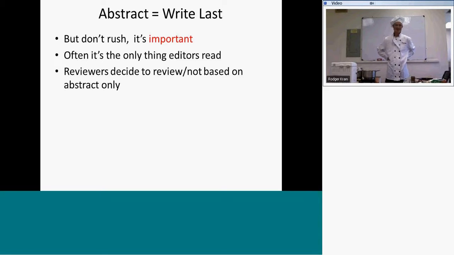It's also important because, if you are a reviewer, often the editor will send out the title and the abstract of the manuscript, and the reviewer can decide whether to review it or not. And so that's all they see. They don't get to see all the rest of your hard work. So don't skimp on the abstract, but it's easiest and most logical to write it last, so you don't have to rewrite it. Next group.